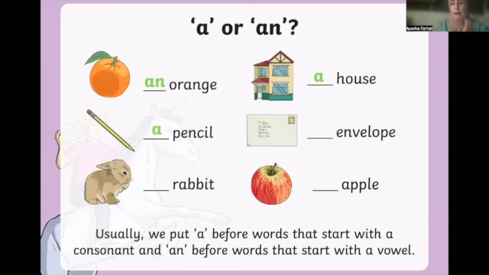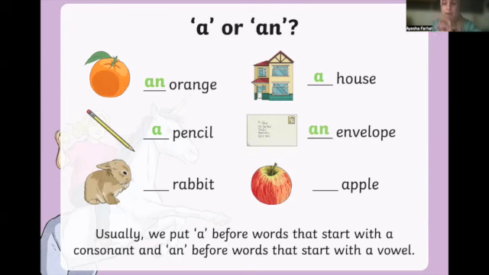Okay, what about this one? This one might be a little bit tricky to pronounce. It's an envelope. An envelope is something you send letters in. Okay, so again, let's recount our vowels. We know there are 5 vowels. A, E, I, O, U. E is a vowel. According to our rule, when it is a vowel, we have to use an. So we would say an envelope. If we say a envelope, it doesn't make sense.